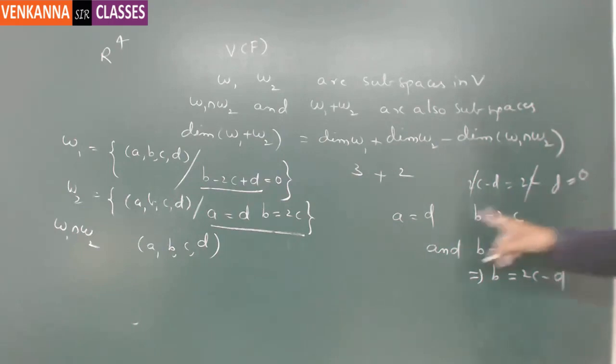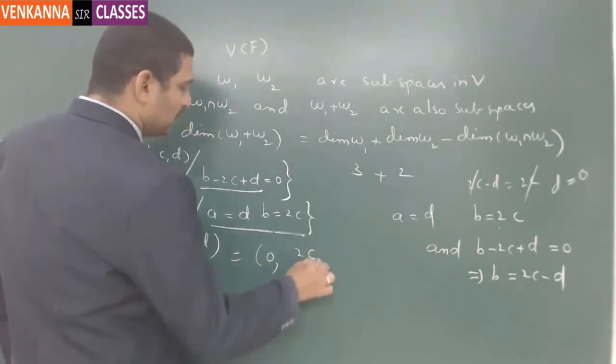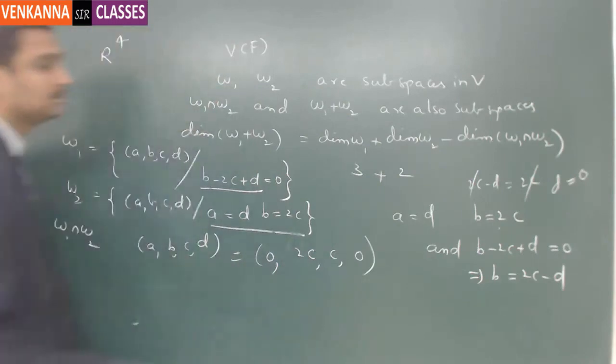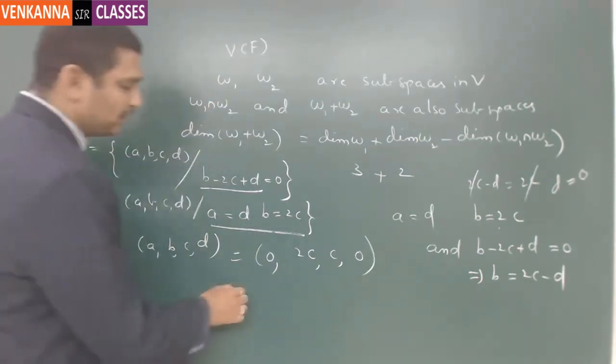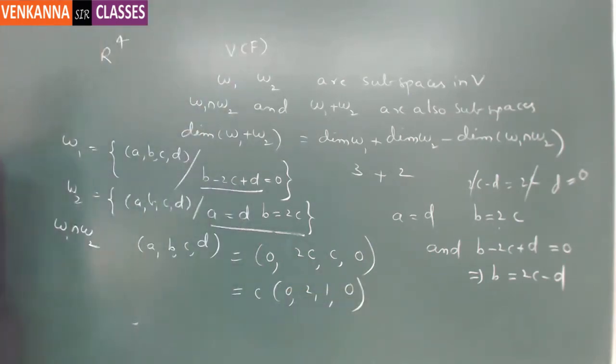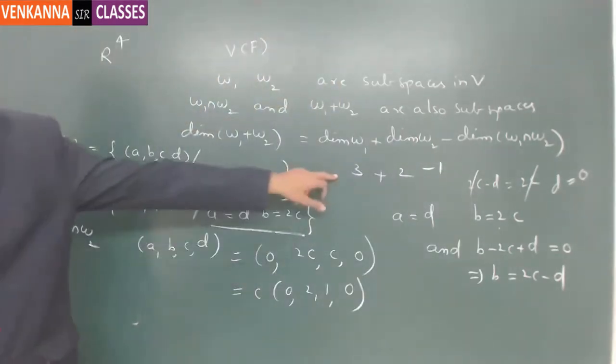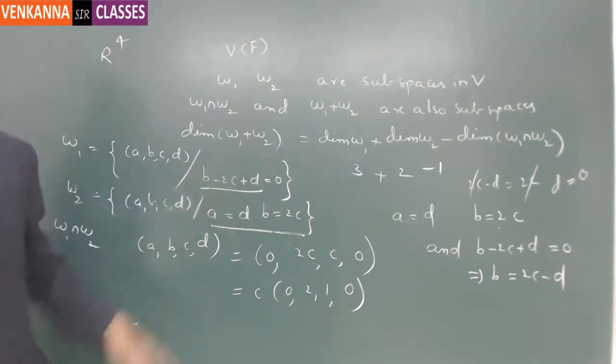Since d is equal to 0, and a and d are equal, you can say that a is equal to 0. So it will come as 0, 2c, c and 0. So if you take the respective variable as common, the single vector (0, 2, 1, 0) will become a basis for the intersection. Therefore, the dimension of the intersection is nothing but 1. So if you simplify that, dimension of W1 plus W2 is nothing but 4.